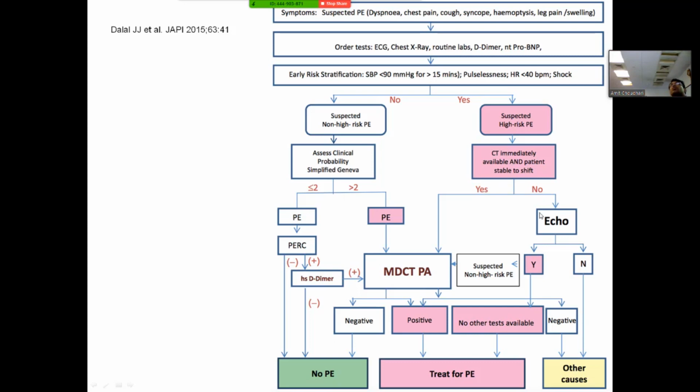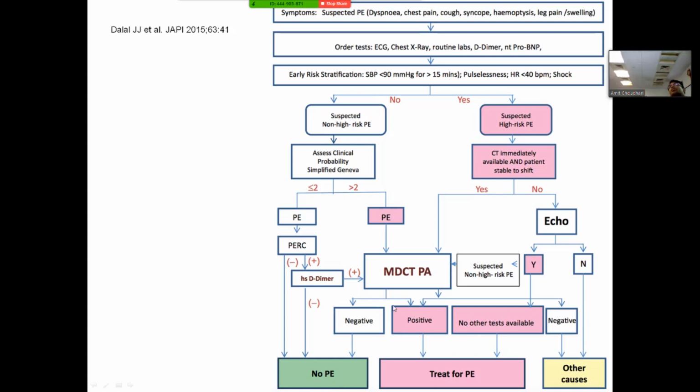If the patient is unable to shift, then you do the echo at the bed itself, to see whether there is any right heart strain. You stabilize the patient, and then if you want to do the imaging, you can do it. Or if there are significant findings, you directly treat it for PE.